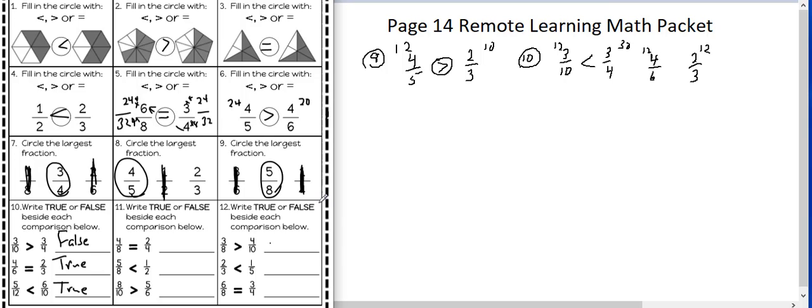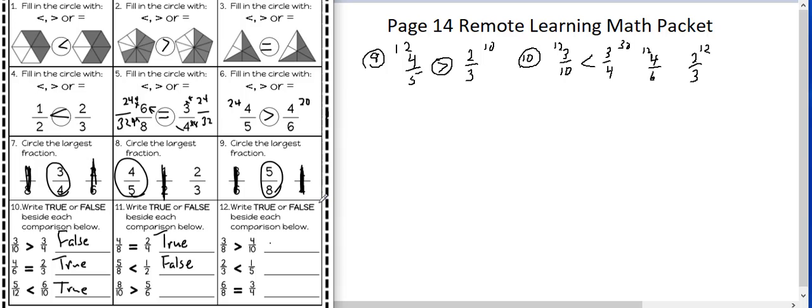Same thing here. 4/8, well, 4 is half of 8, 2 is half of 4, so those are equal, so that's true. All right, 5/8 is less than 1/2 is what it's saying. Well, half of 8 would be 4, so this is greater than half, and obviously that is just half. So that would be false. See, sometimes a lot of these math problems we can do with just thinking.